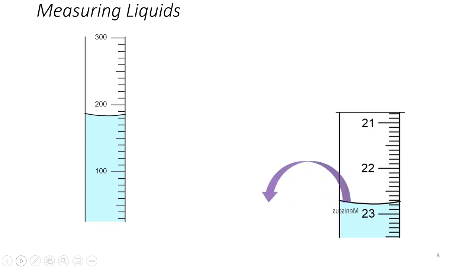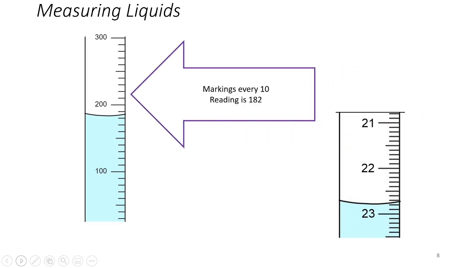In our instrument on the left here, we can see that there's a major marking every 100 milliliters and a minor marking every 10 milliliters. We can see that the bottom of the meniscus is between 180 and 190 milliliters, and we can estimate that it is about 2/10 of the way between 180 and 190. Therefore, our measurement would be reported as 182 milliliters. You might see it as 183 milliliters, but since our last digit is an estimate, that isn't quite so important.